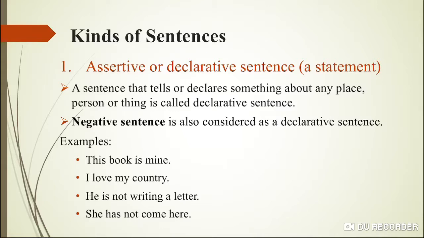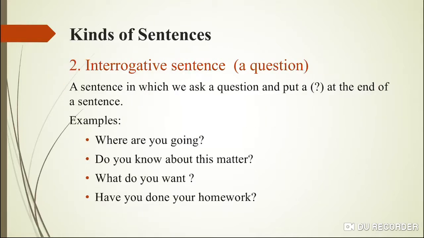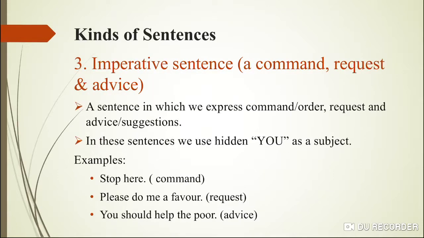जो negative sentences हैं, these are also considered as declarative sentences. This book is mine, I love my country, he is not writing a letter, she has not come here. All these sentences are declarative sentences. Interrogative sentences, in which we ask some question: where are you going, where do you live, what do you want, have you done your homework. All these sentences are interrogative, in which a question is asked.